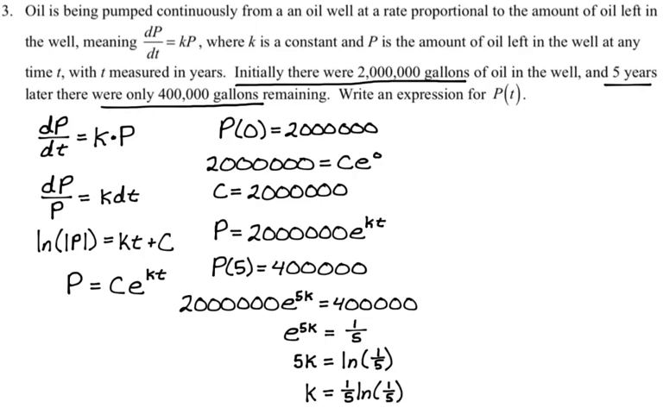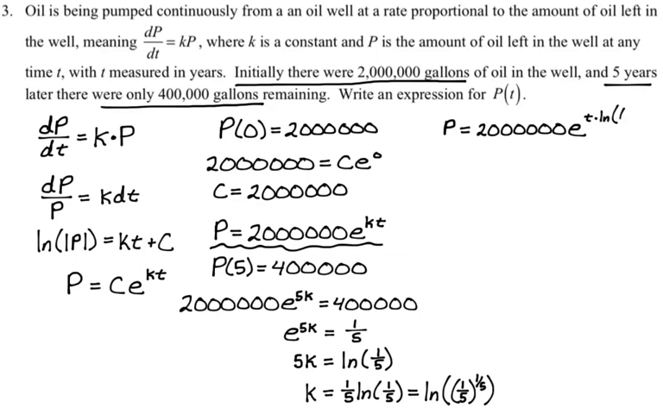But by properties of logs, coefficients become exponents. So I'm going to make this the natural log of the quantity 1/5 to the 1/5. Which is kind of a weird thing to do, but stuff's going to happen here. So I'm going to make my substitution here for k. So P is 2 million e to the... what I do is I move t to the front and do t times natural log of 1/5 to the 1/5.